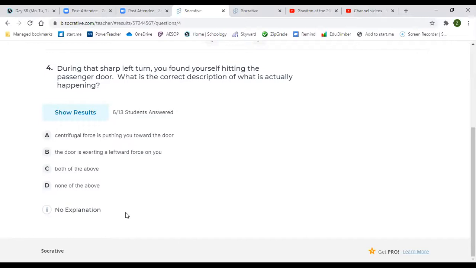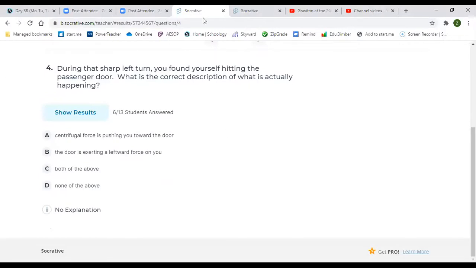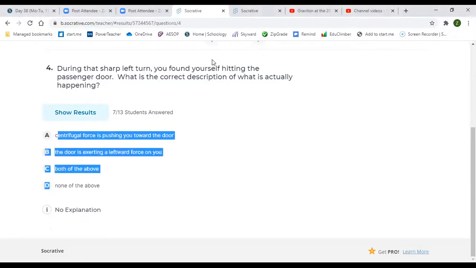Your body still wants to move in a straight line after the sharp left turn. I want you to enter your answer for this. You see what I'm saying, Nate? You're right, but I want to know which of these four solutions makes the most sense.